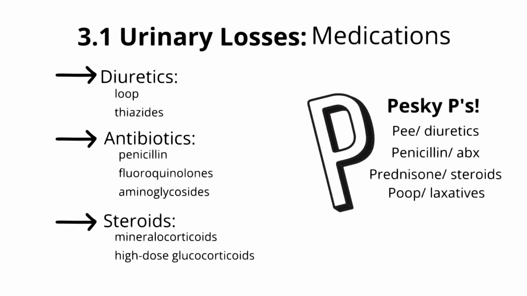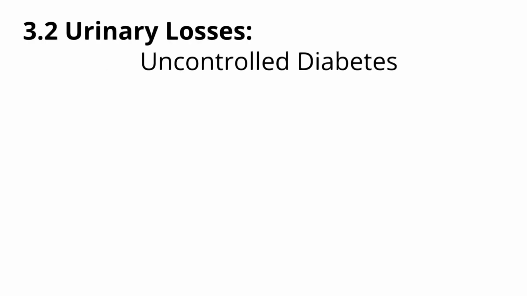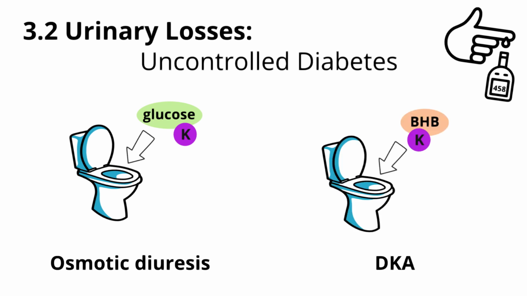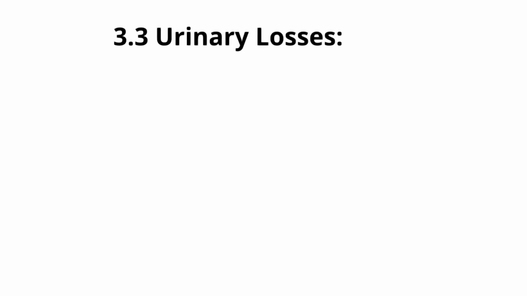Next up in our causes of urinary losses is uncontrolled diabetes. If your patient has uncontrolled hyperglycemia, then they may be losing potassium through osmotic diuresis. Or is your patient in DKA and losing potassium along with beta hydroxybutyrate in the urine? Now, onto our third cause of urinary losses, renal tubular acidosis, or RTA.